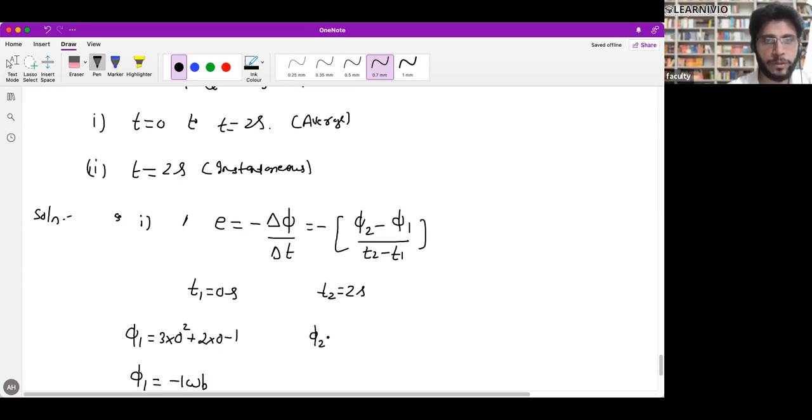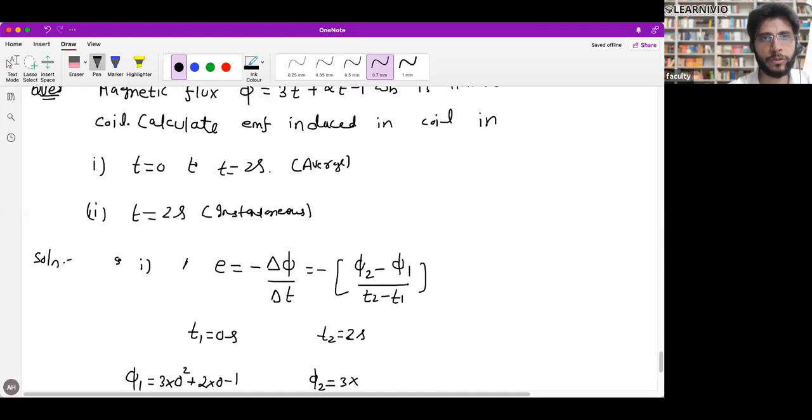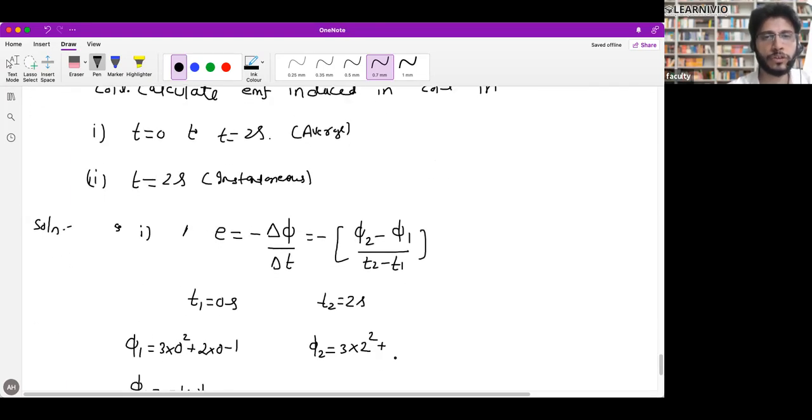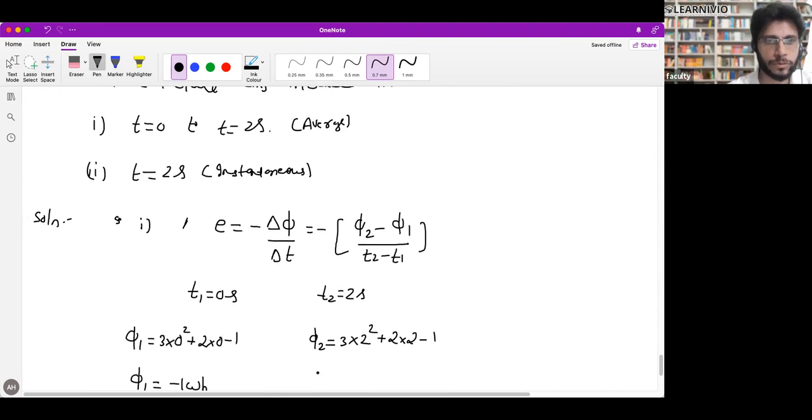When we need phi 2, it is 3 into 2 square plus 2 into 2 minus 1. So phi 2 is 12 plus 4, 16 minus 1, 15 Weber.